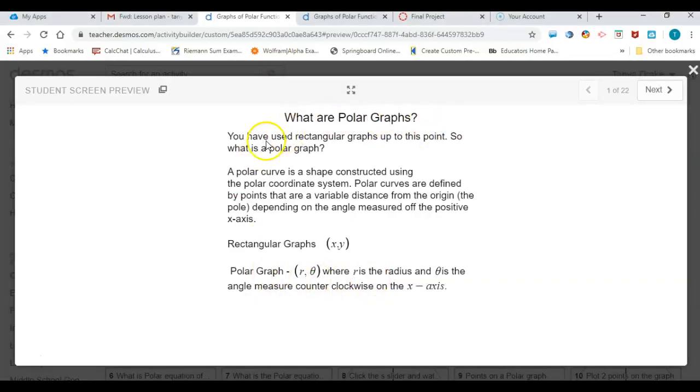All right, so the first page just gives them an explanation of what a polar graph is. It says you have used rectangular graphs up to this point. So what is a polar graph? A polar graph is a shape constructed using the polar coordinate system. Polar curves are defined by a point at a variable distance from the origin, the pole, depending on the angle measured off the positive x-axis. So in your rectangular graphs, you're used to the x and y coordinates, but in a polar graph, you have r and theta, where r is your radius, and theta is the angle measured counterclockwise from the x-axis.